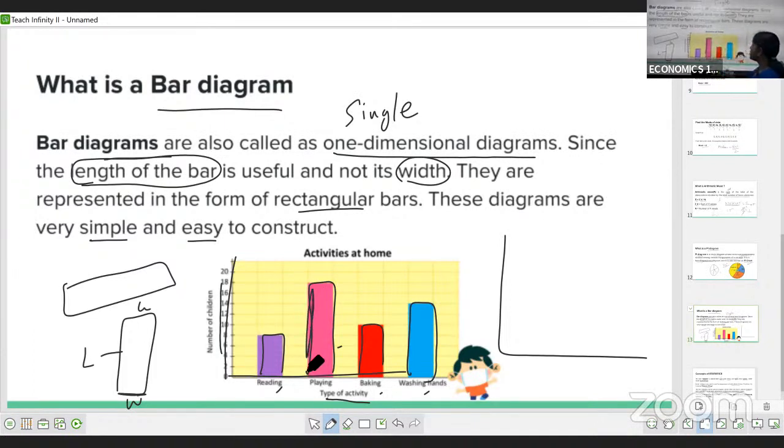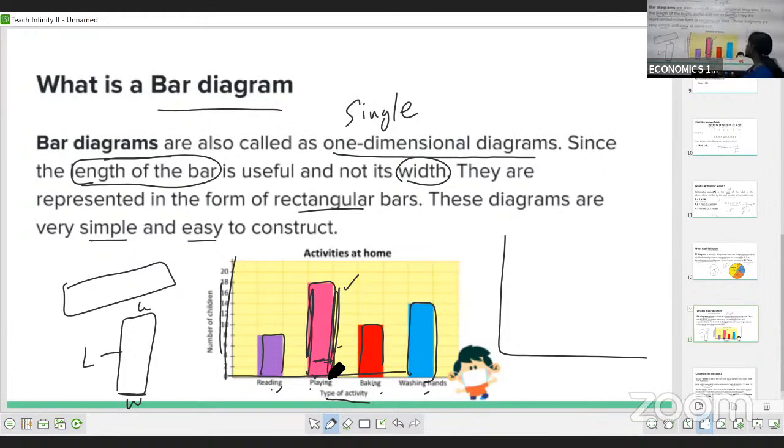In these given activities at home, which activity are the most students doing? You have to look at that and observe. Which activity's height is the most? Is it reading, playing, baking or washing? Height wise, length wise, which one is the highest? Playing is the highest. So it means that in the bar diagram, we are taking only the length. We are not considering the width.